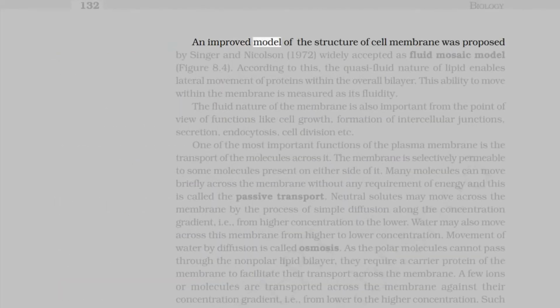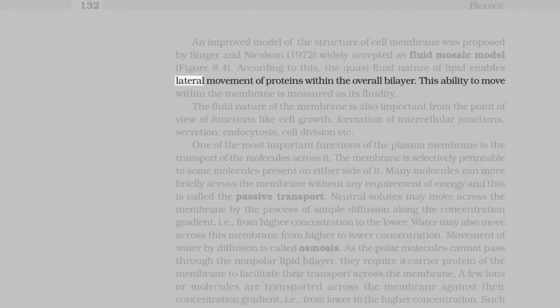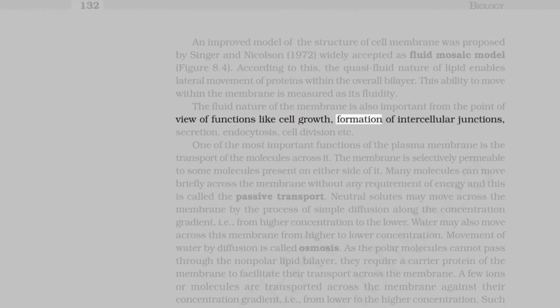An improved model of the structure of cell membrane was proposed by Singer and Nicholson, 1972, widely accepted as fluid mosaic model, figure 8.4. According to this, the quasi-fluid nature of lipid enables lateral movement of proteins within the overall bilayer. This ability to move within the membrane is measured as its fluidity. The fluid nature of the membrane is also important from the point of view of functions like cell growth, formation of intercellular junctions, secretion, endocytosis, cell division, etc.